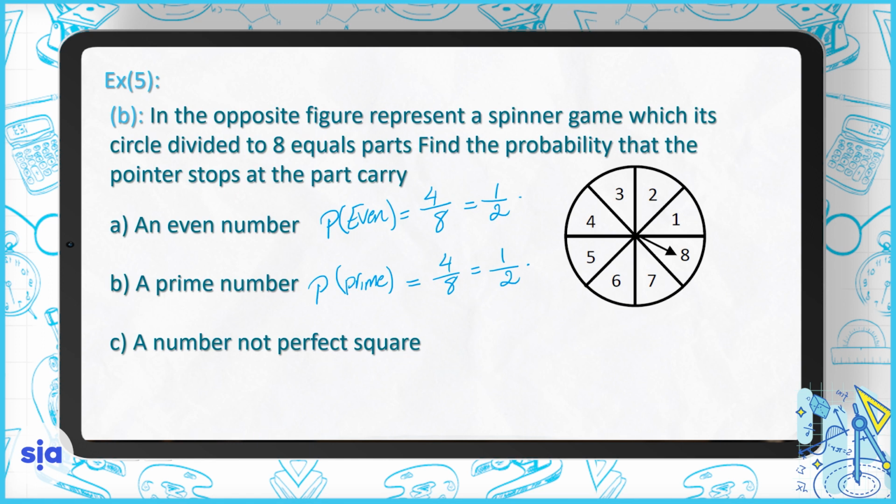Last one, the probability that the pointer will stop at a number not a perfect square. The perfect squares are only the 1 and the 4. So the probability of not stopping at a perfect square is 6 out of 8, which is 3 out of 4.